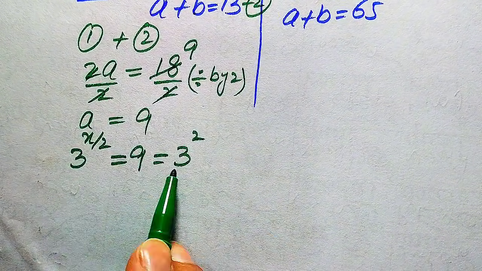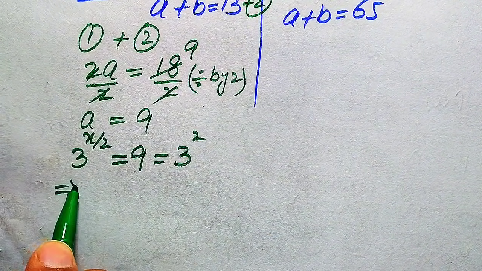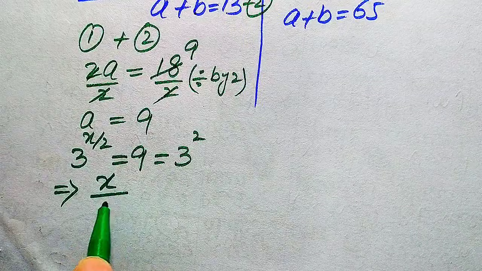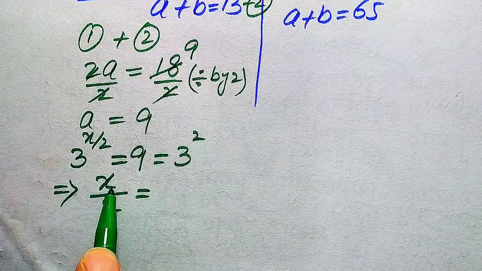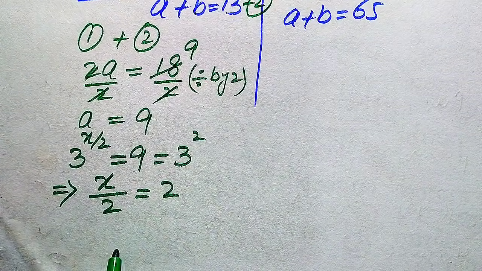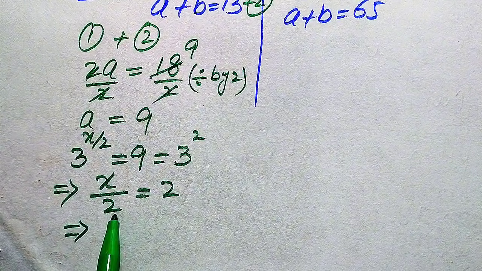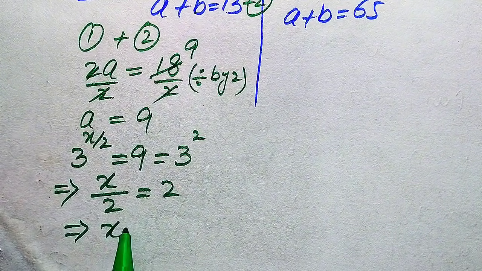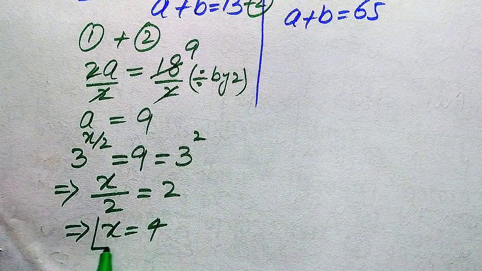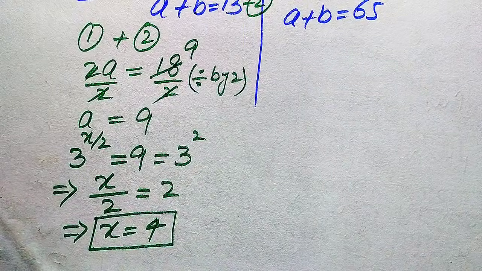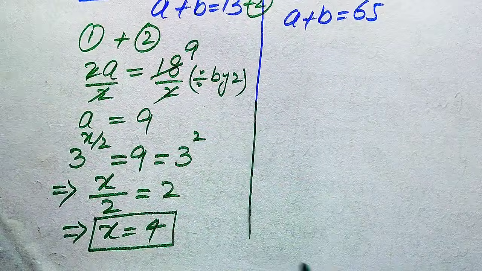So here you see that the bases on both of the sides are same. So we equate the exponents, and after equating the exponents we get x over 2 equals 2, and here we move this 2 to the right hand side and we get the value of x equals 4. So this is the first root of the given equation which we get from the first case.